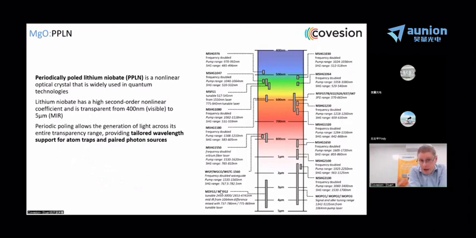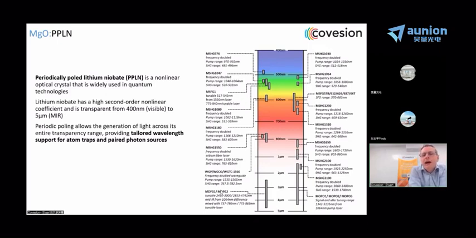So why are we interested in periodically poled lithium niobate? Well, the reason is that lithium niobate itself is a non-linear optical material with a very high second-order non-linear coefficient. And it's also a material that can be periodically poled. That means that you can nanofabricate a grating structure into the material that allows you to quasi-phase match. And I'll talk about that a little bit later.